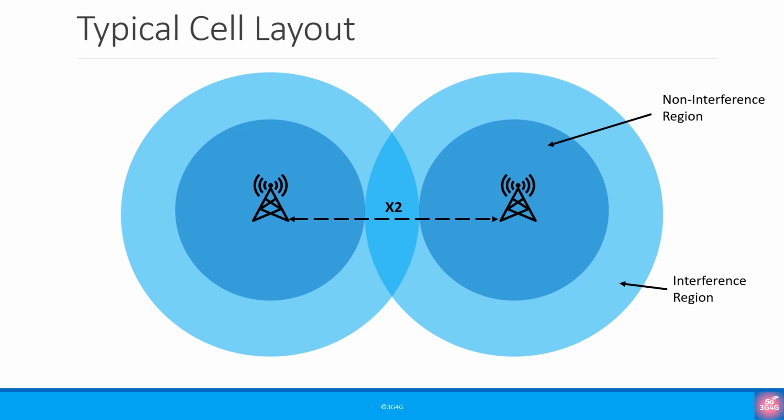As you can see in the picture here, there is little or no interference in the regions shown as darker shades of blue. The lighter shade shows interference. As we have discussed, the different base stations, or in case of 4G, the eNode Bs, can talk to each other via the X2 interface. They can coordinate to remove the interference.